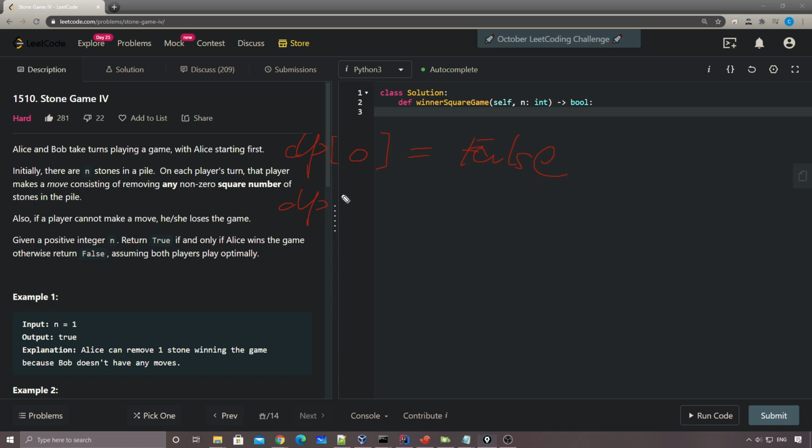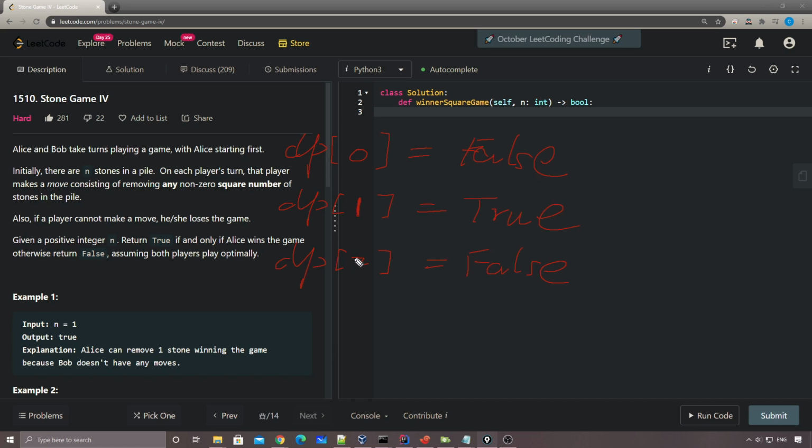How about DP 1 here? DP 1 is true, right? Because this player can just take 1, leaving 0, which is false for the other player. That's why the current player will be true, right? And for the same thing, 2 is what? I think 2 is false. Yeah, 2 is false. So why is that?